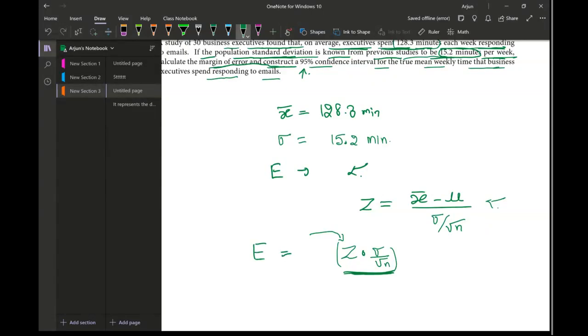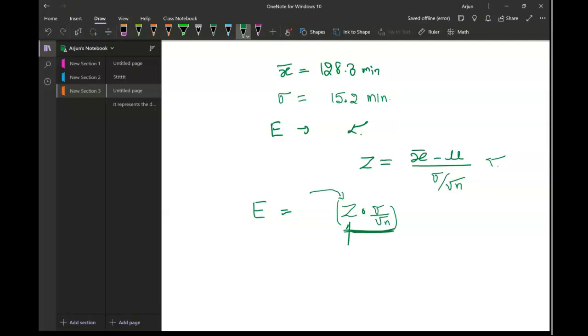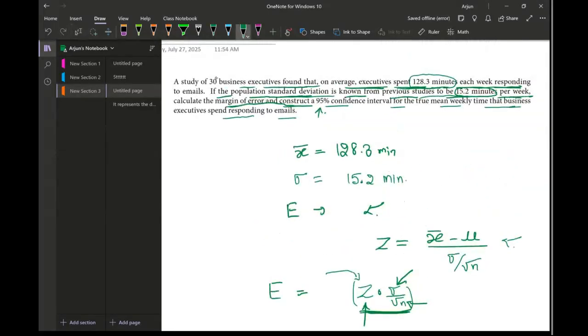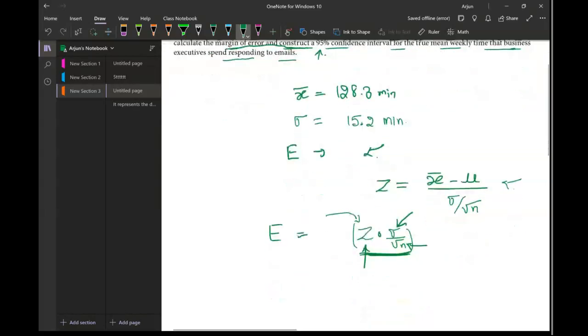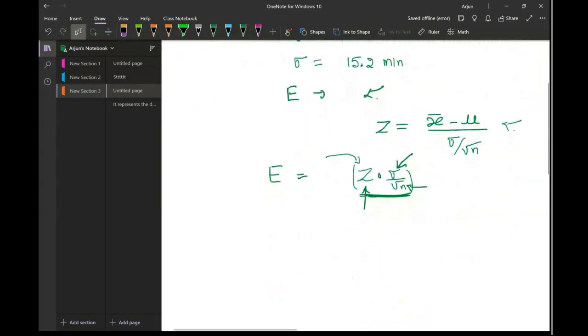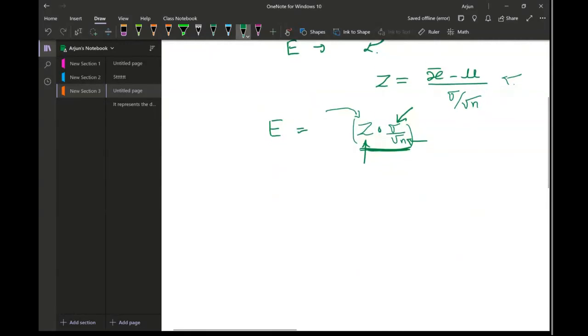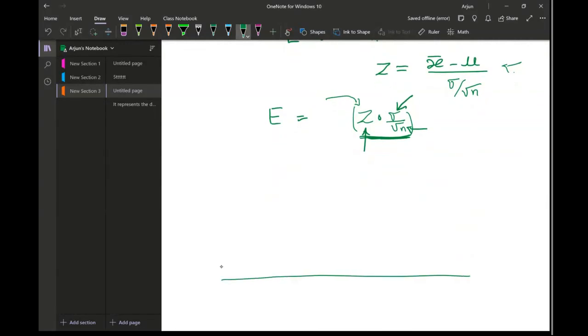So we're going to try and calculate the E value from here. To calculate the E value, first of all, I need to know the Z value, because standard deviation is given to me and the n value is also given to me. The sample size is 30 business executives. So how am I going to calculate the Z value first of all? I'm going to draw the diagram for that. If I draw the normal distribution graph, this is how it's going to look like.